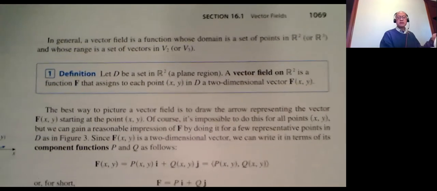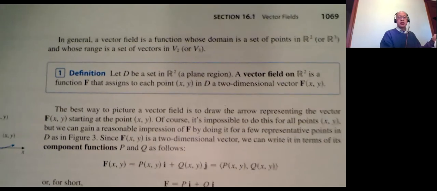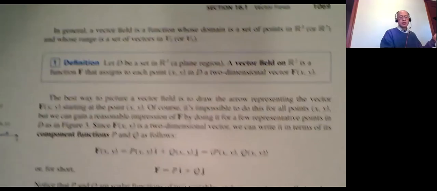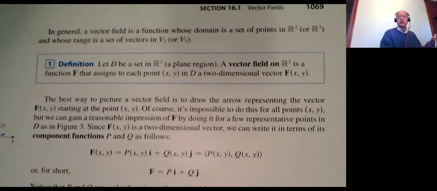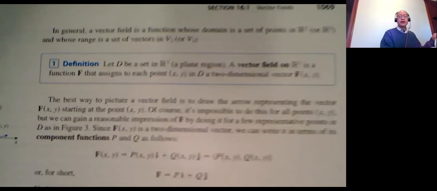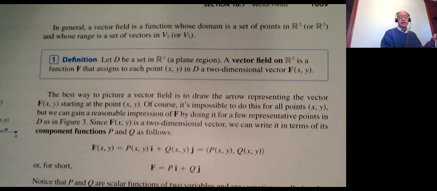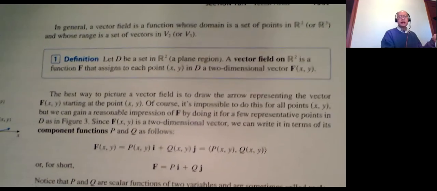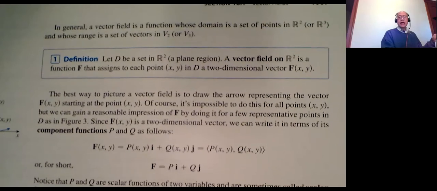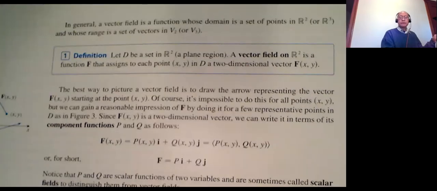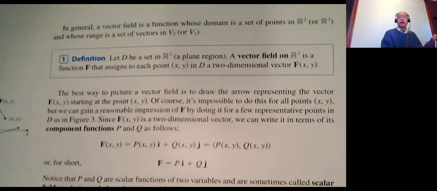So we have something called a vector field now. Page 1069, definition. Let D be a set in R2. It doesn't have to be R2, you can have it in R3, as you can probably guess what happens there. A vector field on R2 is a function capital F bold. And why bold? Because it's a vector. It assigns each point (x, y) in D a two-dimensional vector F(x, y). So you give me a point, I come back with a vector. So that's different. It's not a point, and then you come back with another point.